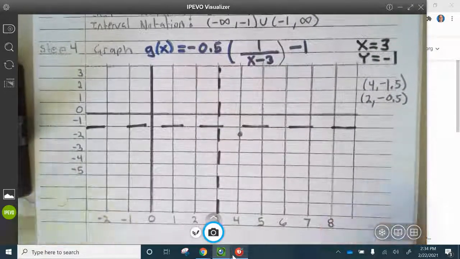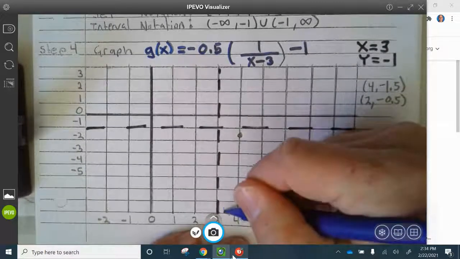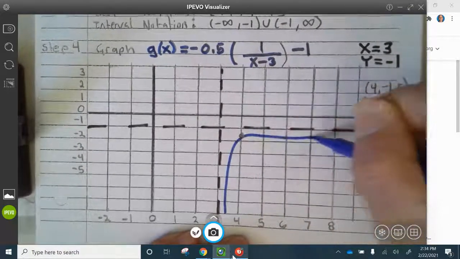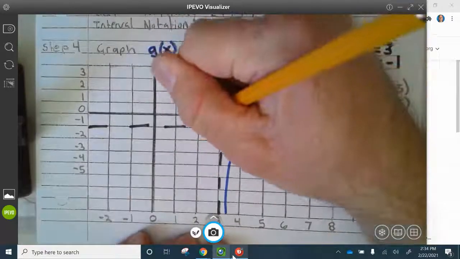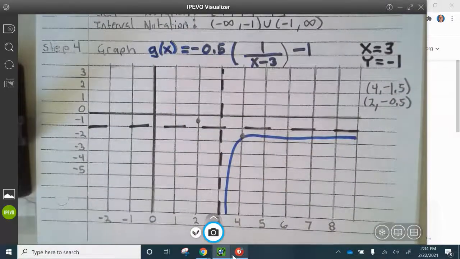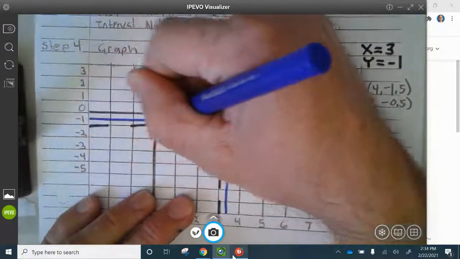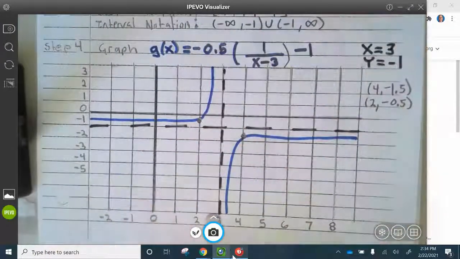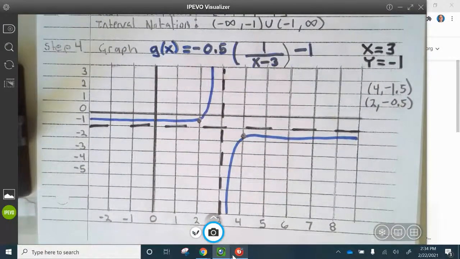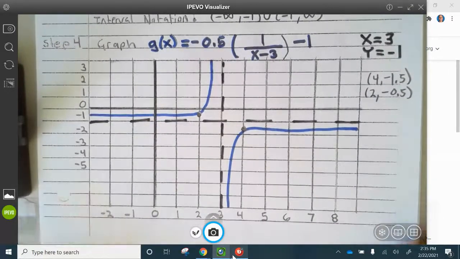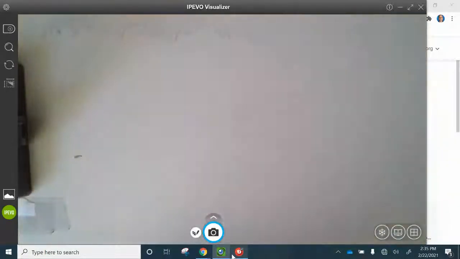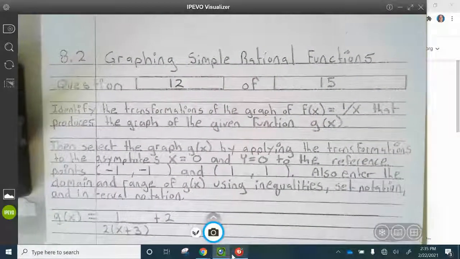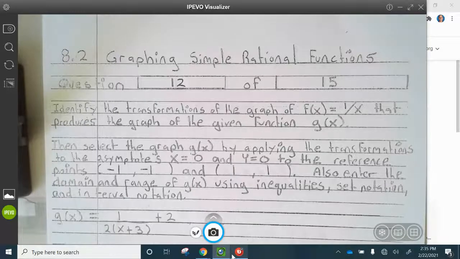All right. Take a look at question number 12. Identify the transformations of the graph of f of x equals 1 divided by x that produces the graph of the given function g of x. Then select the graph of g of x by applying the transformations to the asymptotes, x equals 0 and y equals 0, to the reference points (-1, -1) and (1, 1). Also enter the domain and range of g of x using inequality set notation and interval notation. So g of x equals 1 divided by 2 parentheses x plus 3 plus 2.